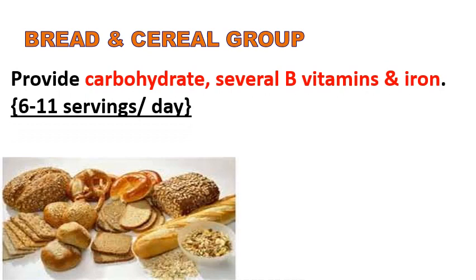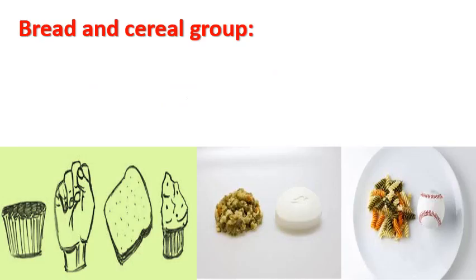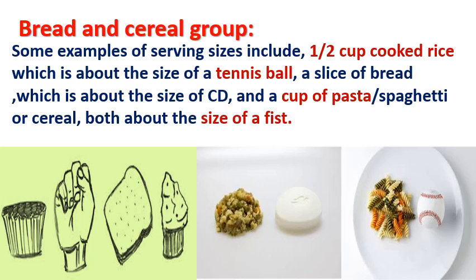Cereal group. This group provides carbohydrate, several B vitamins, and iron. We have to consume 6 to 11 servings per day. Some examples of serving size include half cup of cooked rice, which is about the size of a tennis ball, a slice of bread, which is about the size of a CD, and a cup of pasta or spaghetti or cereal, both about the size of a fist.